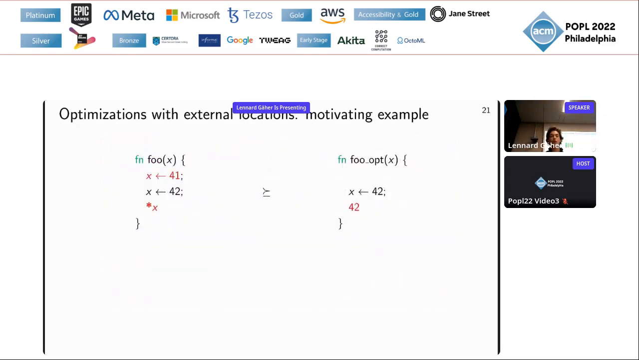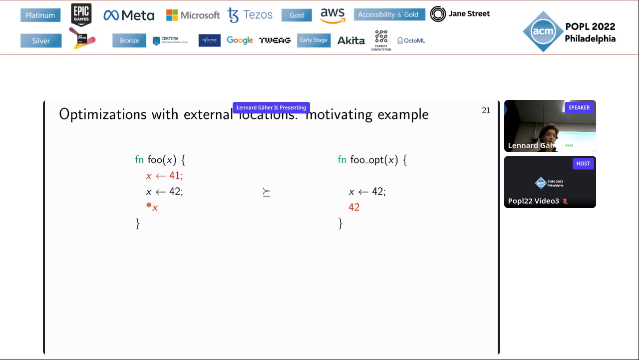And first, let's focus on a very simple example. In contrast to allocating a memory cell x as in the previous examples, the function on the left here takes a pointer x as argument, first writes 41, then 42 to it, and then reads from it again. And intuitively, we'd like to eliminate the first store to x, since it is directly overwritten, and replace the load from x with the value 42 that was just written before. And this is what the simulation here says.